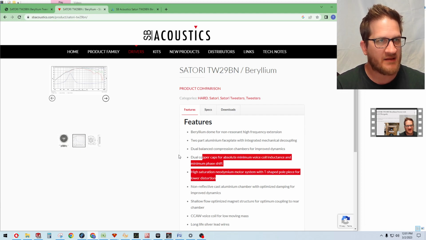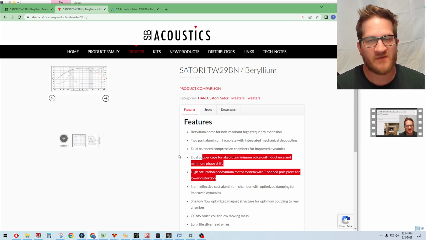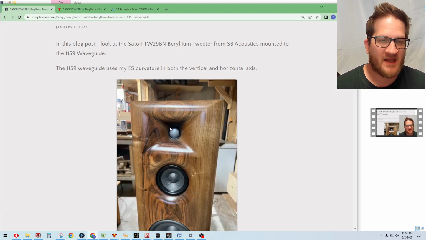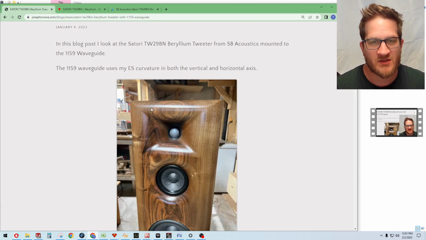And so the idea there is that the mechanical breakup of the dome itself is pushed way outside the audible passband. And so today we're going to look at some objective measurements out to 50 kilohertz, and just to confirm if this does indeed perform, considering the cost. And so the 1159 waveguide is shown here.